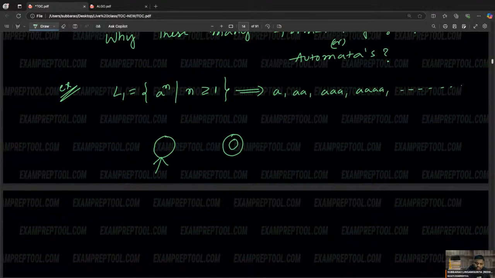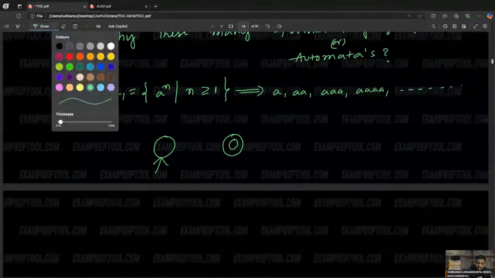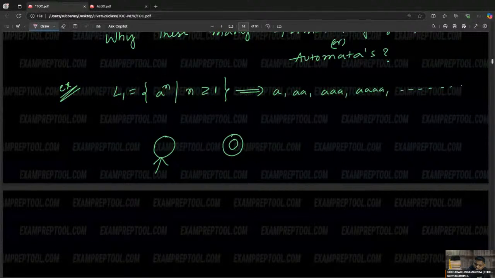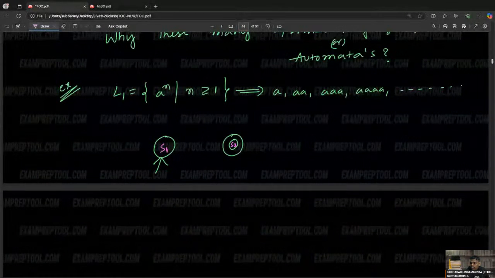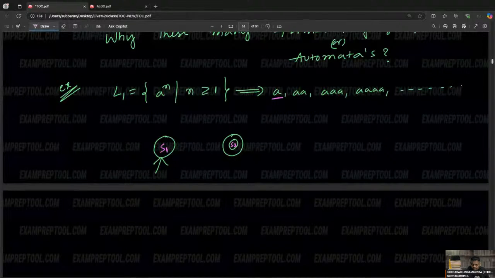Write state names also, for remembering purposes. You can give whatever name you like. Let us give the starting state S1, and the next state S2. Now observe. In the language, the minimal string is A. In the S1 state, by reading A, I am going to the final state. After completion of A, are you in final?